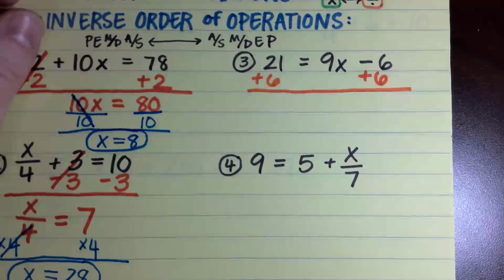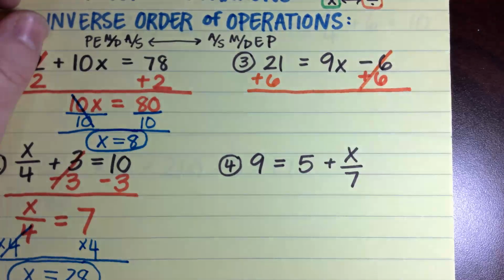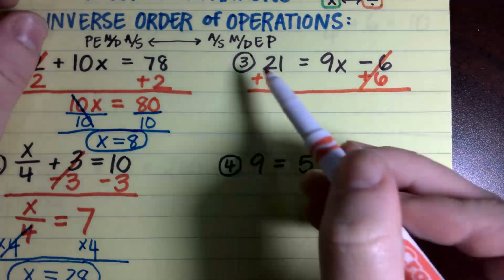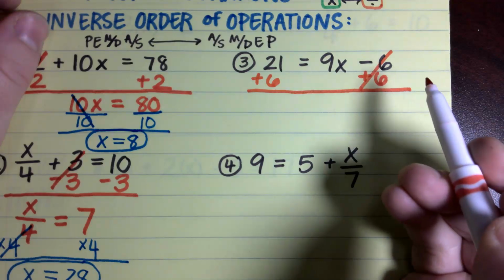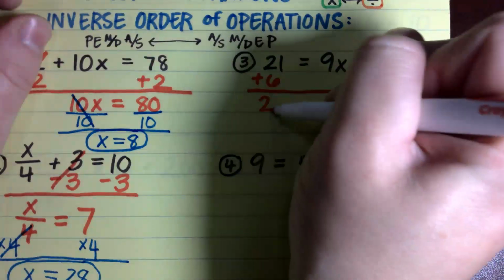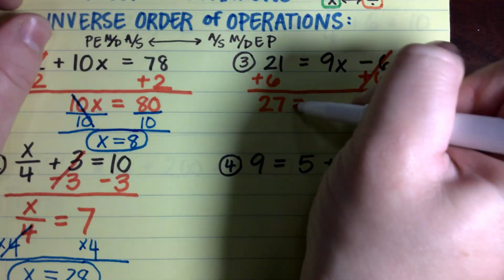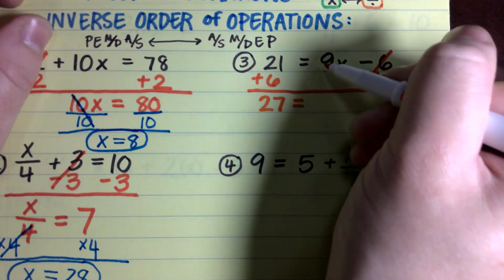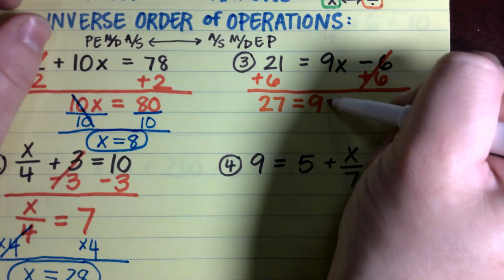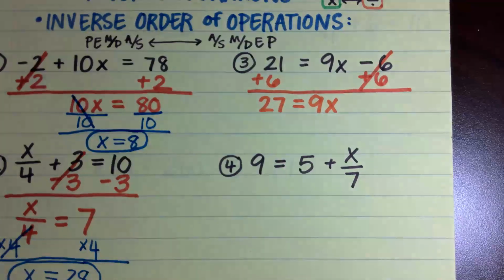All right, now my 6s are going to cancel. Then what is 21 plus 6? 27. Good. Now I have a whole new equation. 27 is equal to 9 times x. Am I done? No, x is not by itself yet.